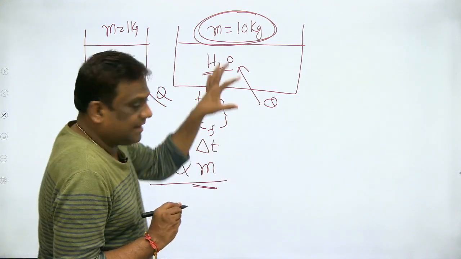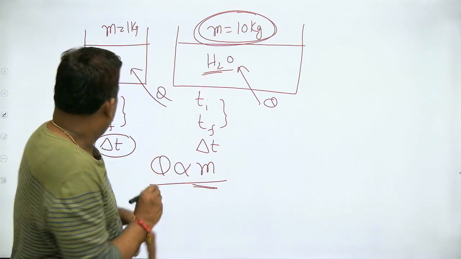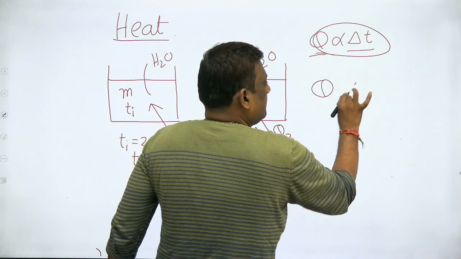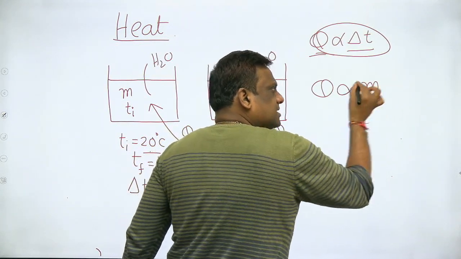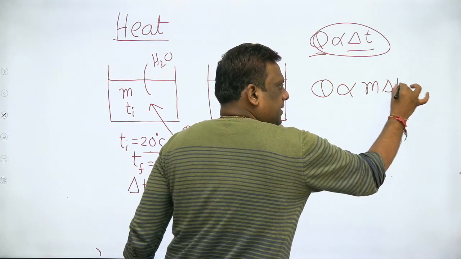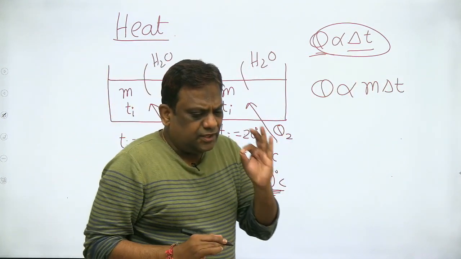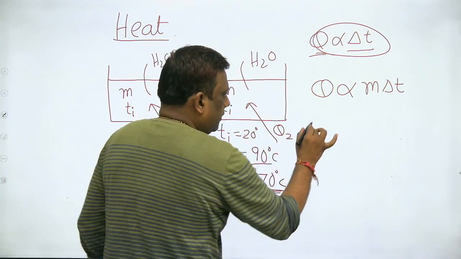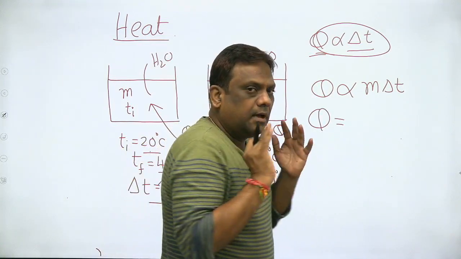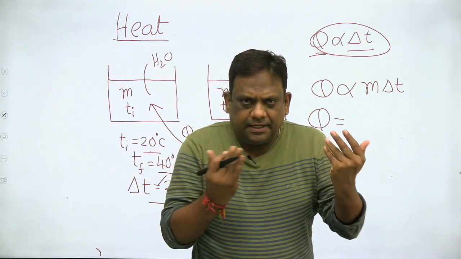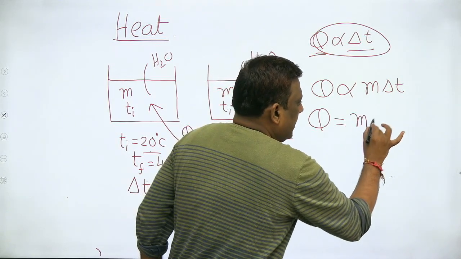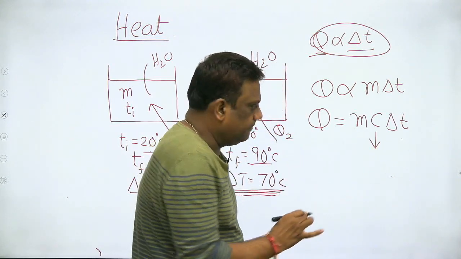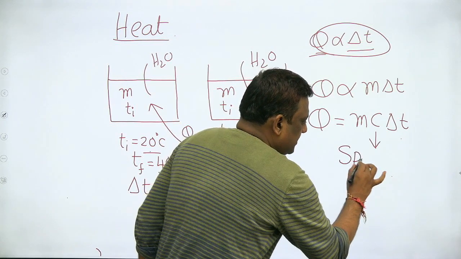We have already seen, larger the mass, larger is the heat transfer. And we have also seen, larger the temperature difference, larger is the heat. So Q is directly proportional to mass, and directly proportional to temperature difference. Now, if I wish to convert proportionality into equality, I have to introduce a constant. So Q is equal to m c delta T. Here c is the proportionality constant, and we call this specific heat.